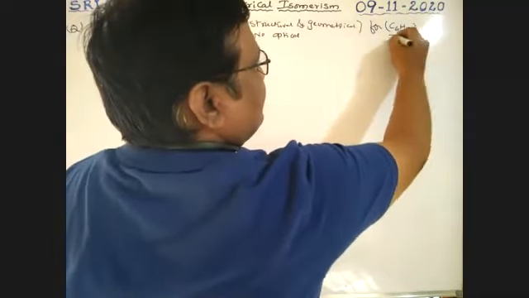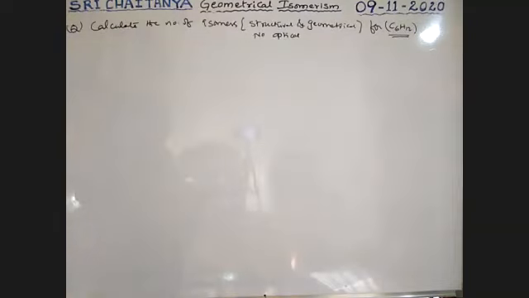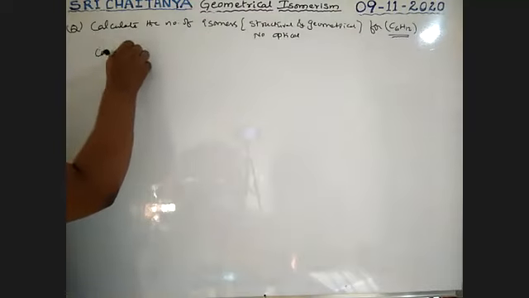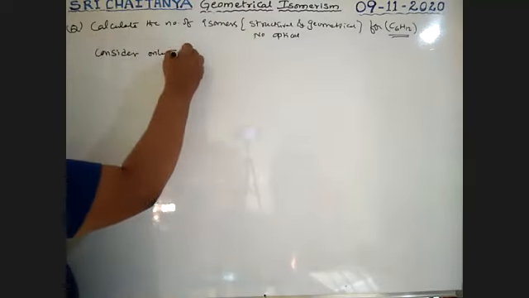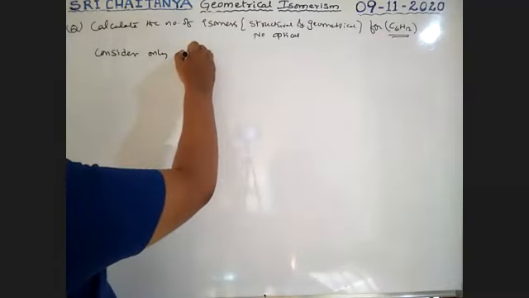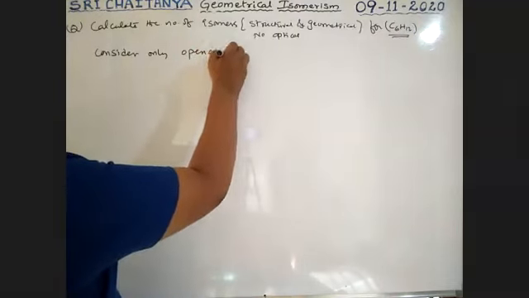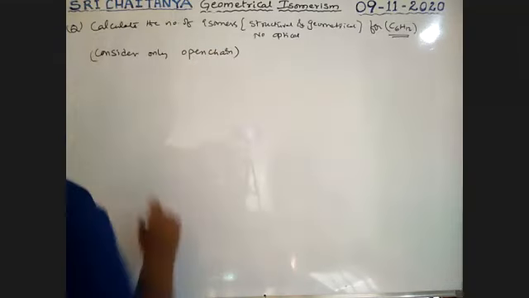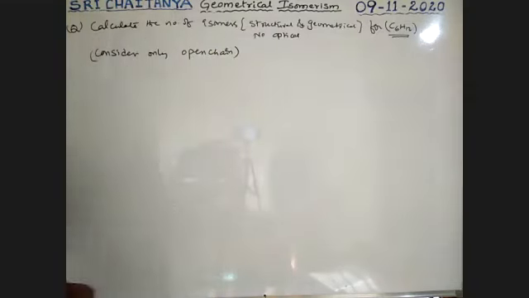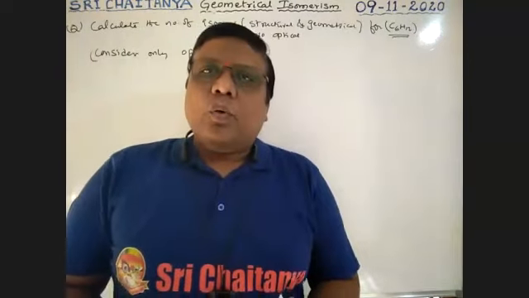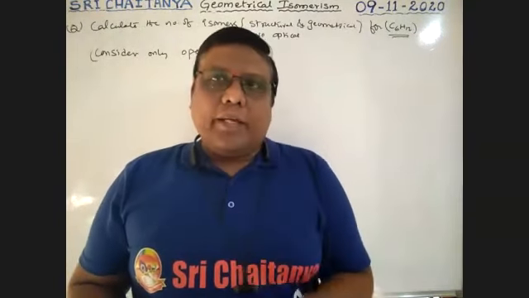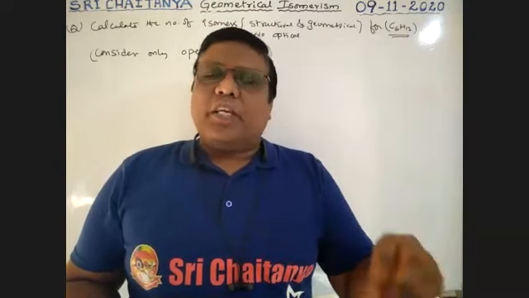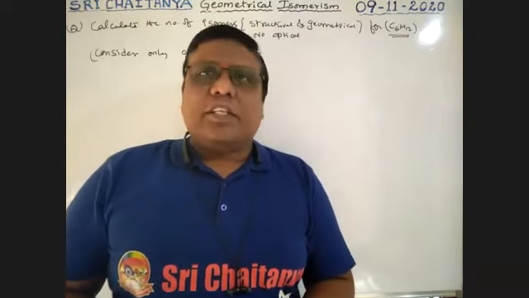For C6H12, he wants to find out the number of isomers. That includes both structural and geometrical, boys. And also consider only open chain compounds. So don't take ring conditions. Consider only open chain compounds, the number of structural isomers and the number of geometrical isomers. Let us discuss one by one, boys.